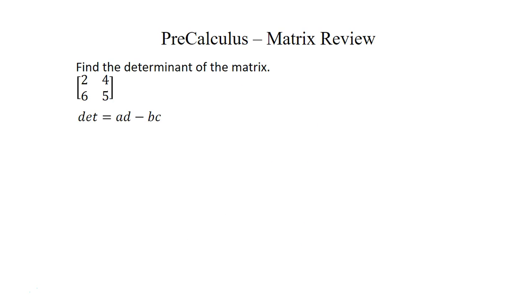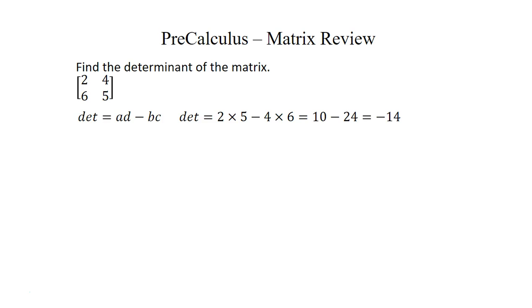Next, we're going to find the determinant of a matrix. So the determinant of a 2 by 2 matrix is simply AD minus BC, where A is in the position where 2 is, B is 4, C is 6, and D is 5. So we're just going to plug in. And we get -14.